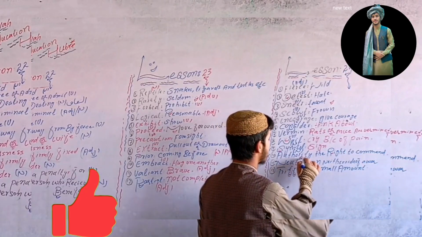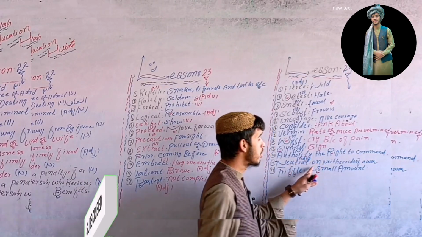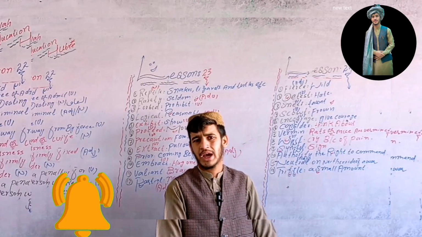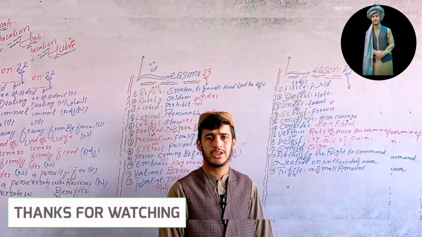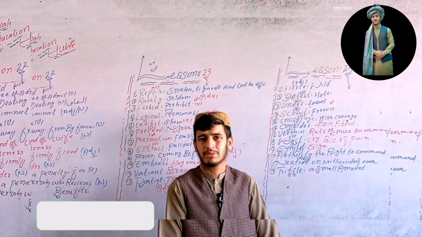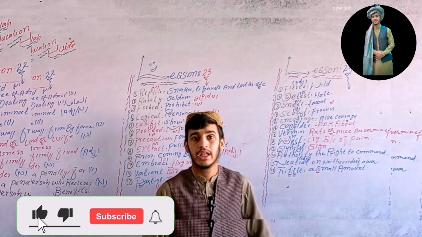Neutral. Its position is an adjective. It means on the other side of a word or peril. मतलब किसी का तरफदार ना हो. मतलब किसी का तरफदार, किसी का साइड नहीं लेता.